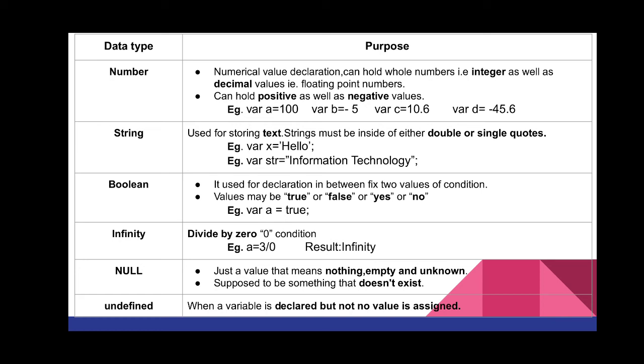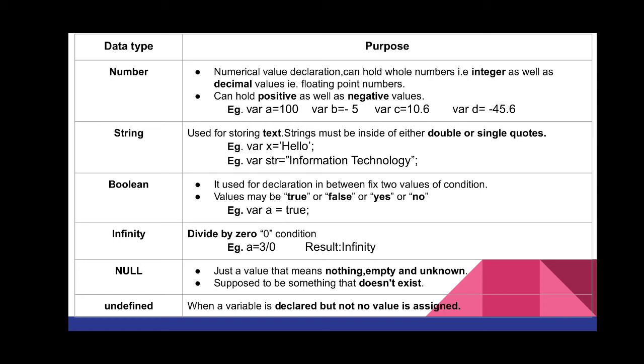So in the example you can see x equal to 'hello', but it is enclosed in single inverted commas and then a semicolon. Since it is given with single inverted commas, it will be treated as a string or a text. Similarly, str, which is my name for the variable, equal to "information technology", right? So double quotes and single quotes tell JavaScript that this data is of type string.